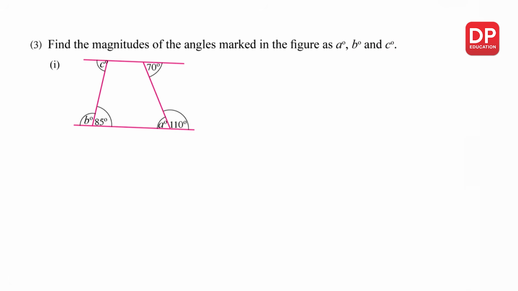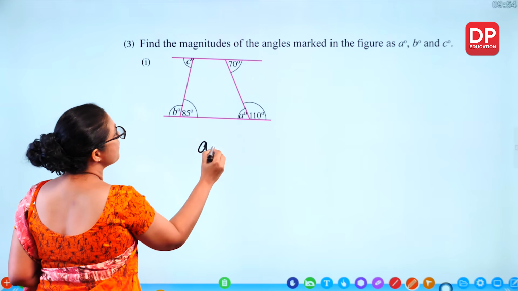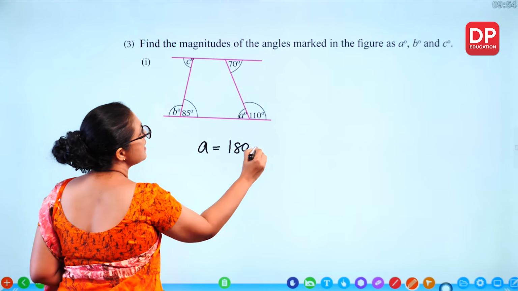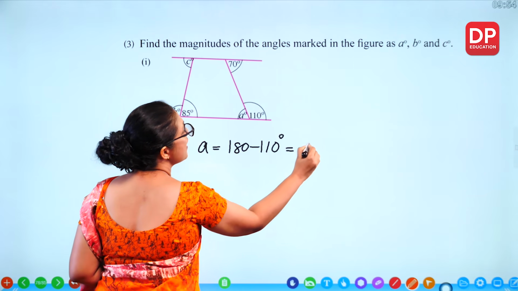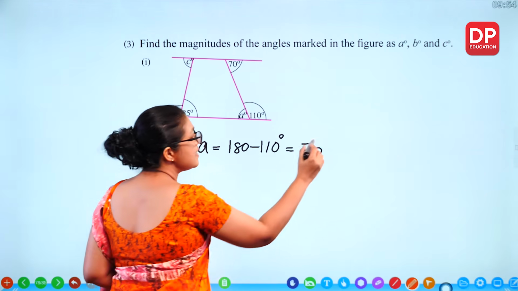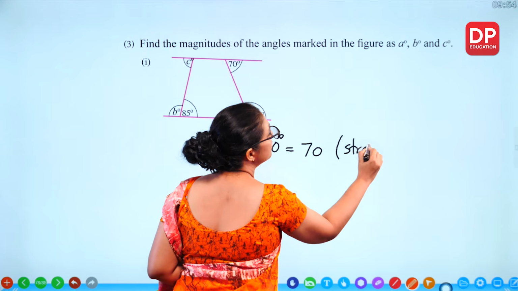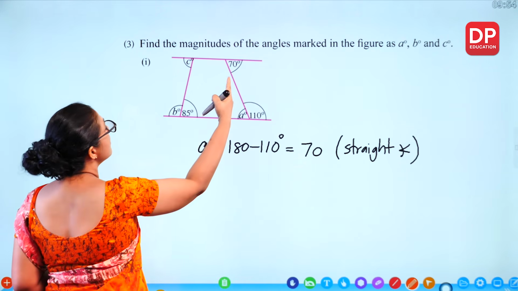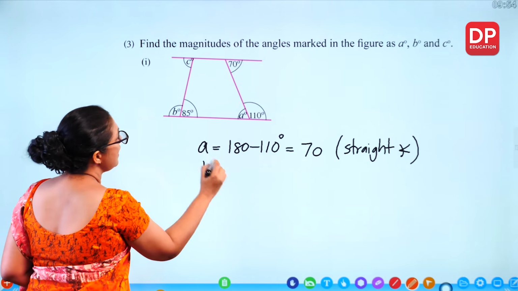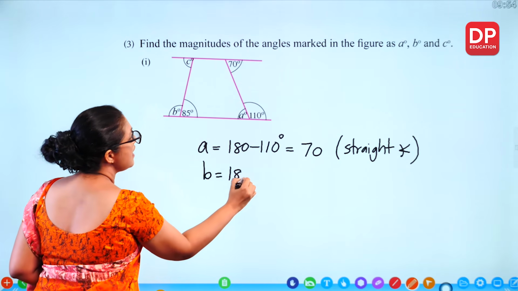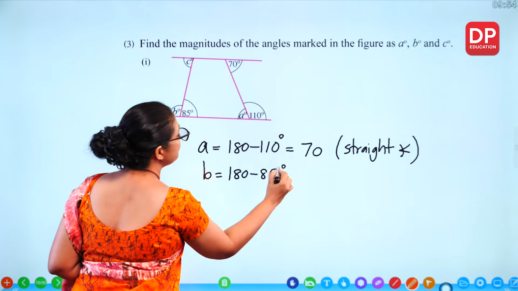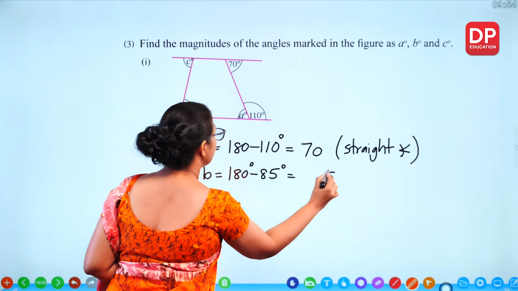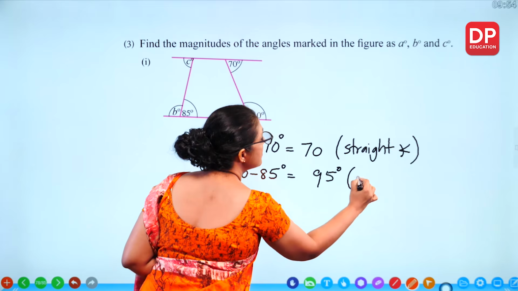Question number 3. Find the magnitudes of the angles marked in the figure as A, B and C. What's A? A is 180 minus 110. So you get 70. What's the reason? Straight angle. Then what's the B value? Again, this is a straight angle. 180 minus 85. 95 degrees.